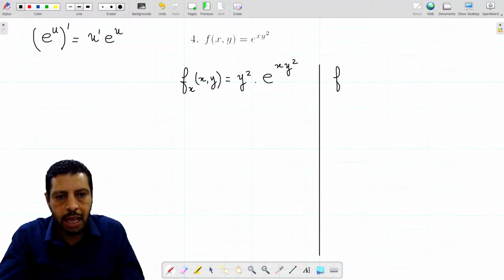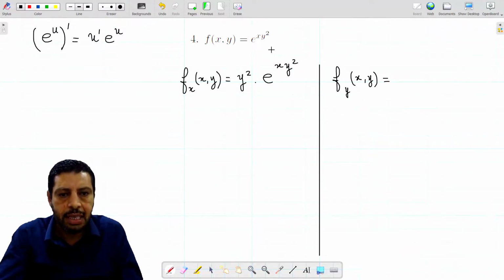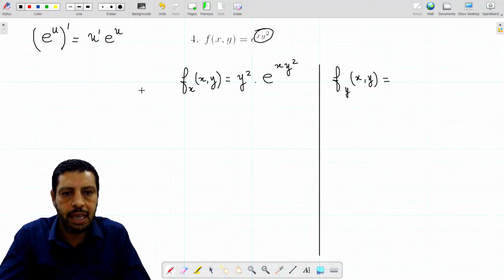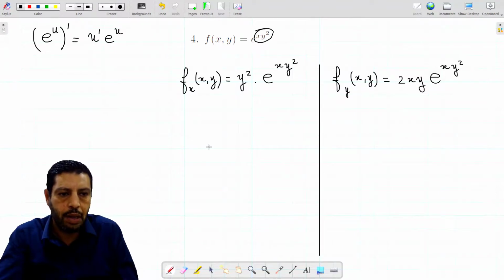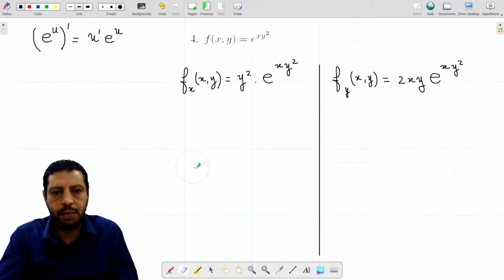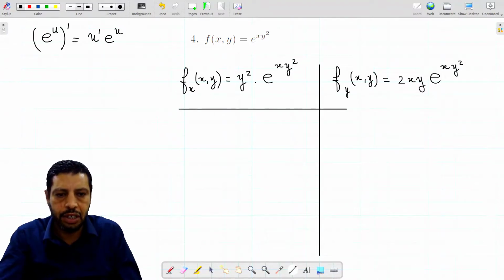Now let's move to fy. Again, here we're going to use the exponential rule for the derivative, and here we're going to try to find the derivative of this expression with respect to y. We already did it in the previous examples. It's just 2y times x, or 2xy. So it's 2xy multiplied by exponential xy squared. Okay? Now, let's move to the second part, second partial derivatives, second order partial derivatives.